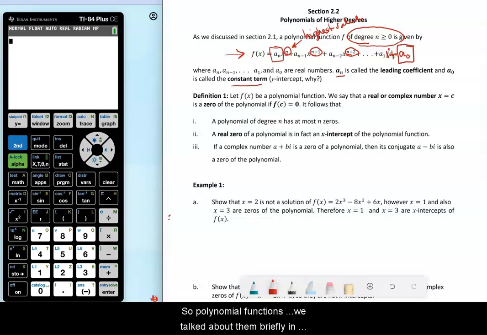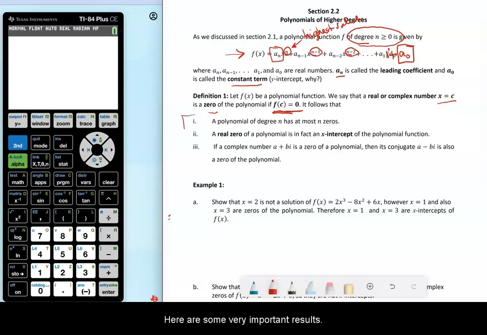So polynomial functions, we talked about them briefly in the previous section before we went into quadratic functions. Let's now take a look at this definition. Let f of x be a polynomial function. We say that a real or complex number, x equals c, is a 0 of the function if f of c equals 0. So if we plug in a value into f of x, and when we get through working the value we get 0, it's called a 0 of a function.